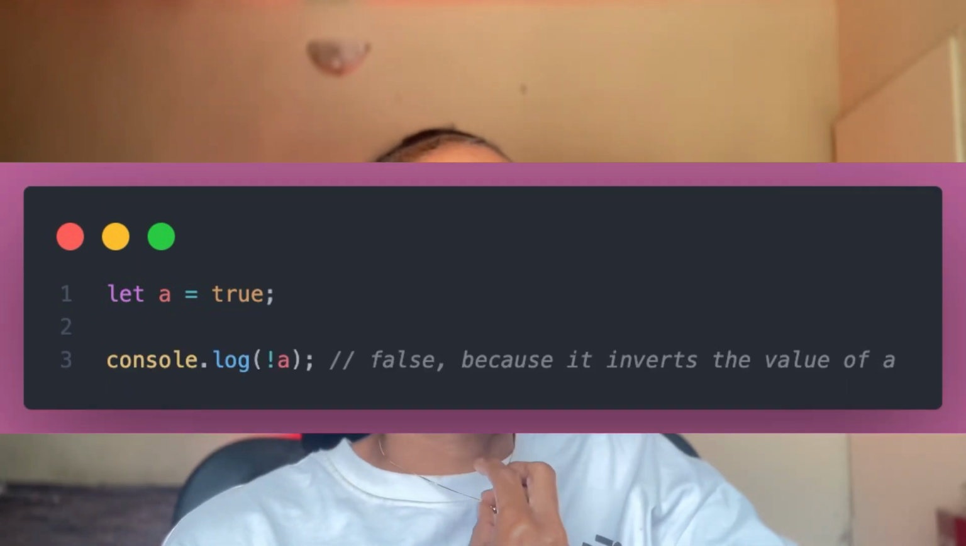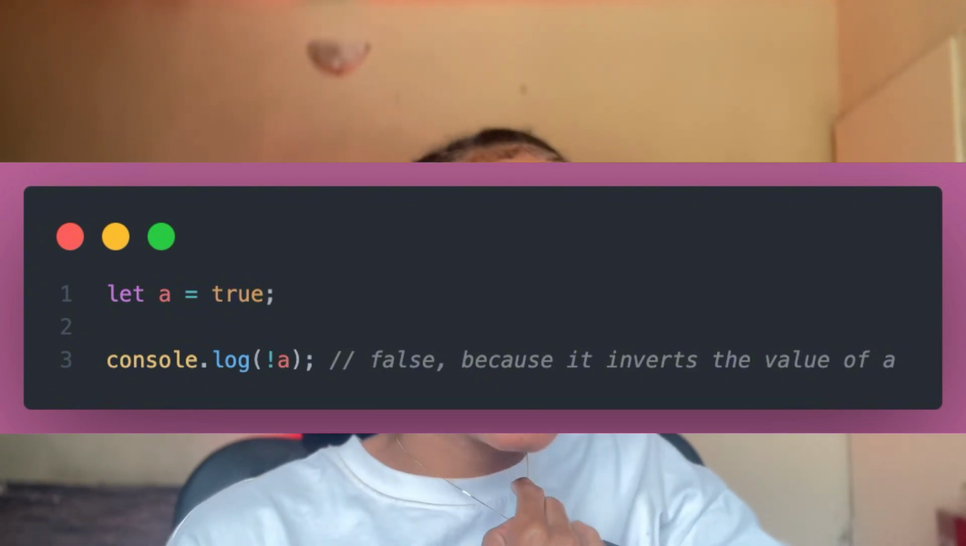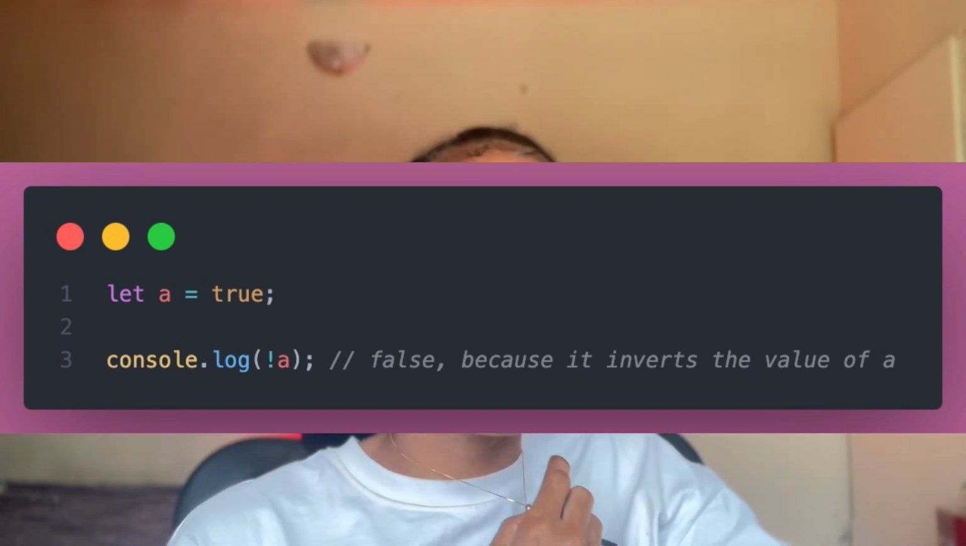And then we have the logical not. The logical not inverts the Boolean value of its operand. So if the operand is true, it returns false. If the operand is false, it returns true.